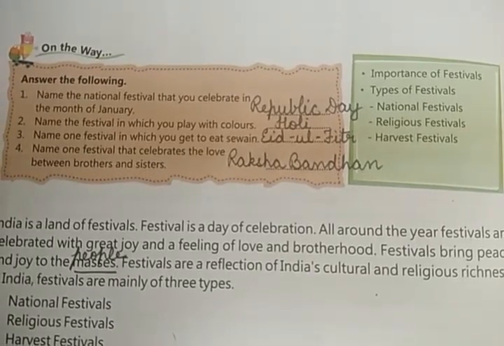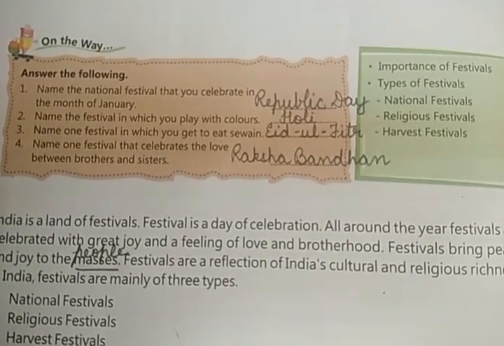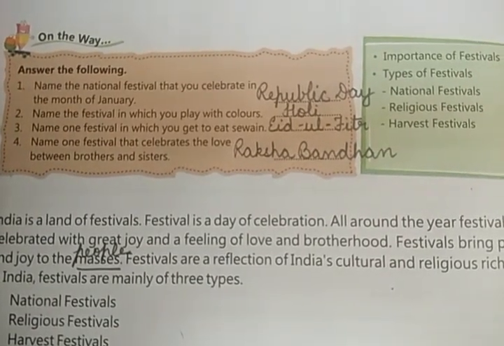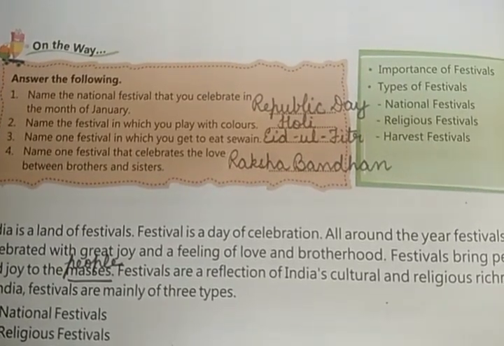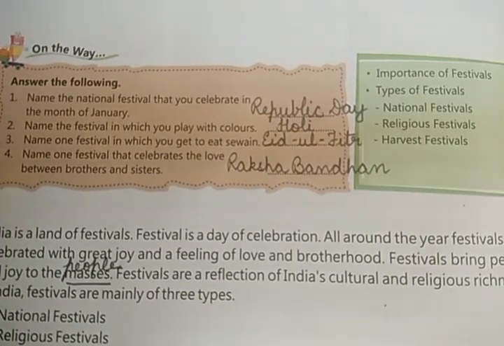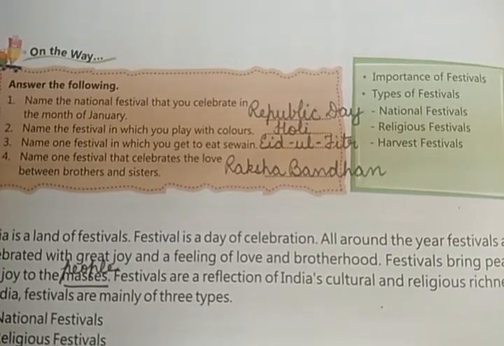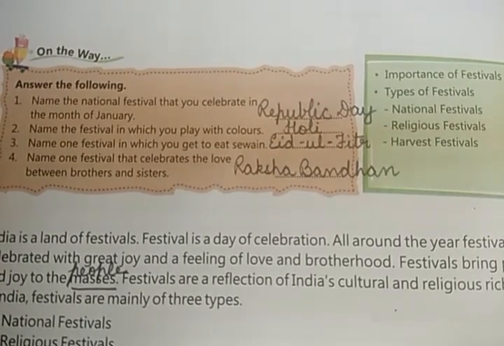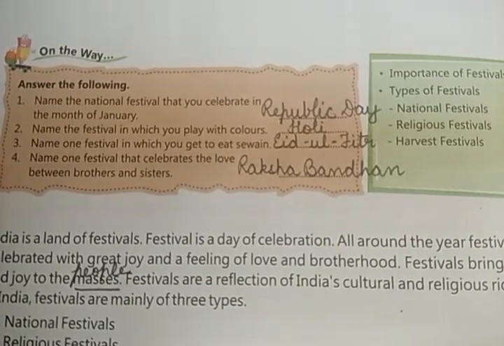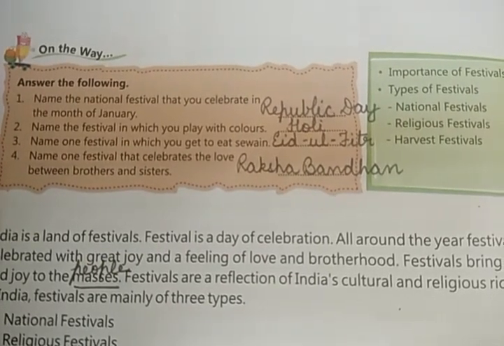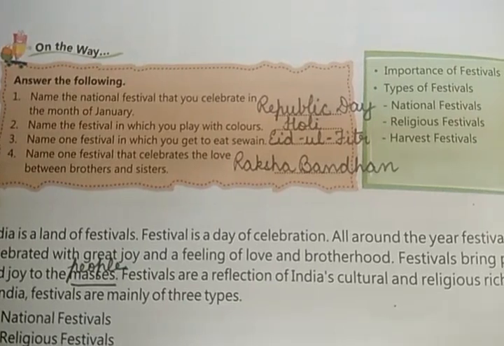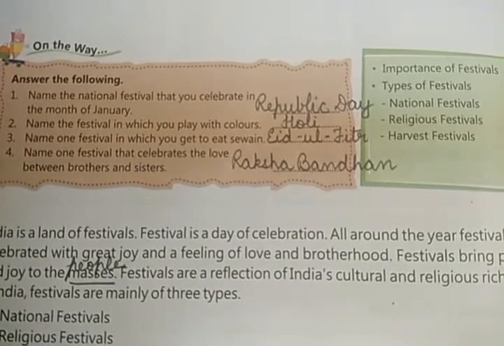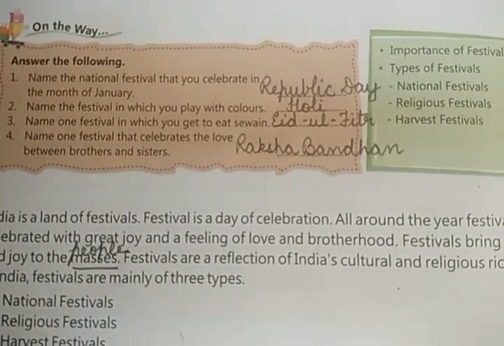H-O-L-I, Holi. Number 3, name one festival in which you get to eat sevai. Which is a festival on which sevai are prepared? That is Eidul Fitr. E-I-D-U-L-F-I-T-R, Eidul Fitr. Then the last question is, name one festival that celebrates the love between brothers and sisters. That is Raksha Bandhan. Write R capital for Raksha and B capital for Bandhan. R-A-K-S-H-A, Raksha, B-A-N-D-H-A-N, Bandhan, Raksha Bandhan.